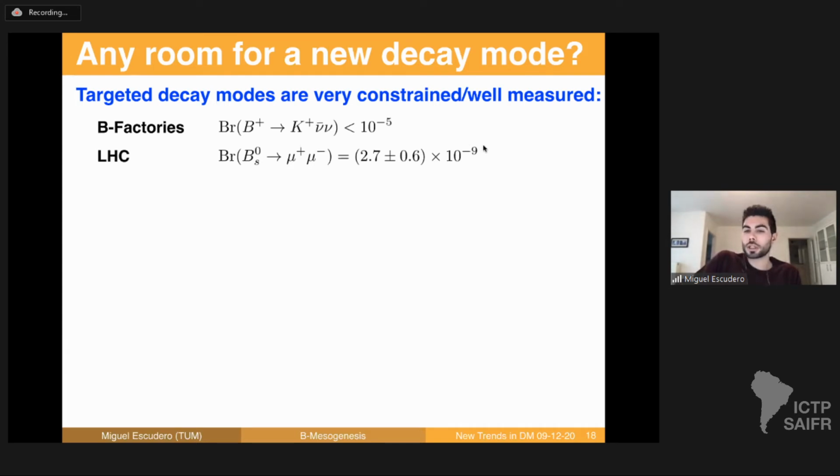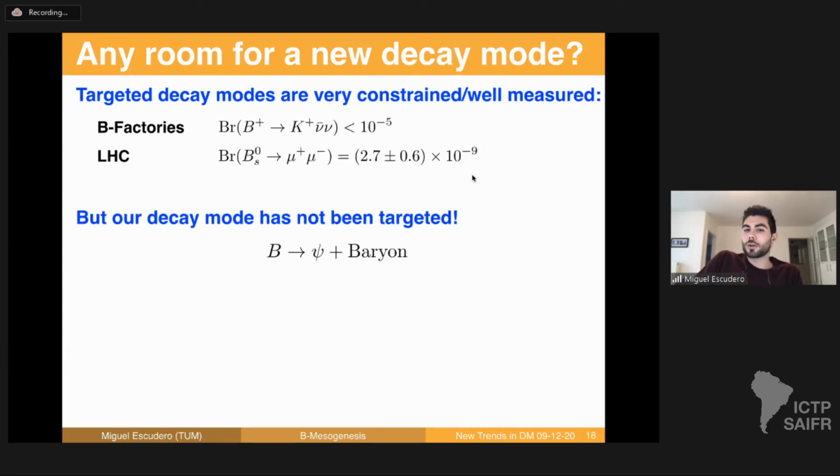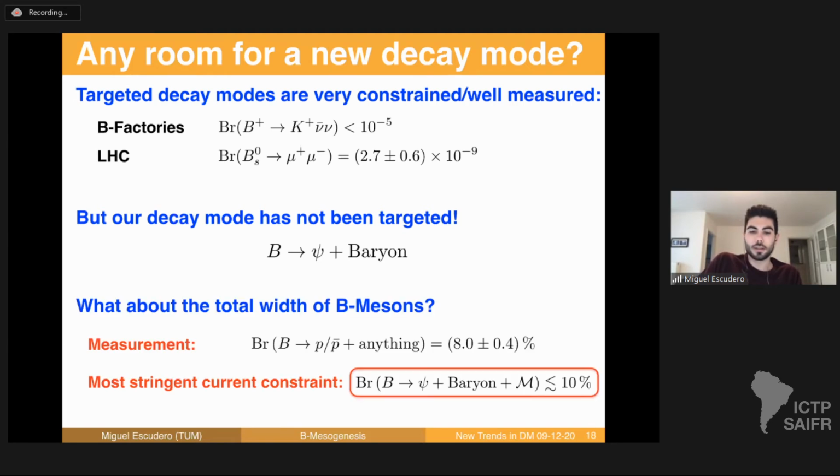So what are the constraints on our mode? Well, at present, there are no current constraints on these decays because the decays have not been targeted. There is no published result on a search that targets a B-meson decaying into missing energy, in our case an anti-baryon in the dark sector and a visible baryon. So we don't have that kind of precision yet.